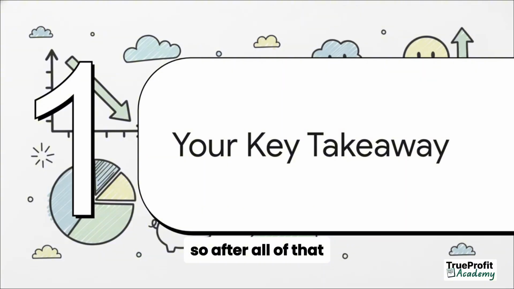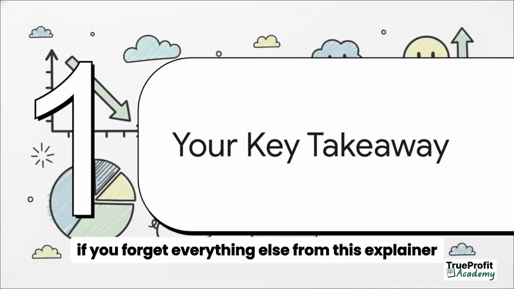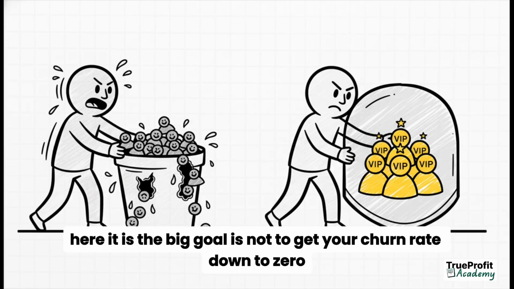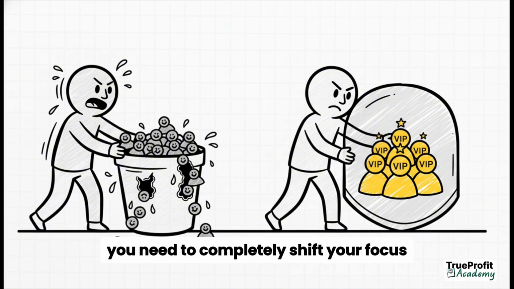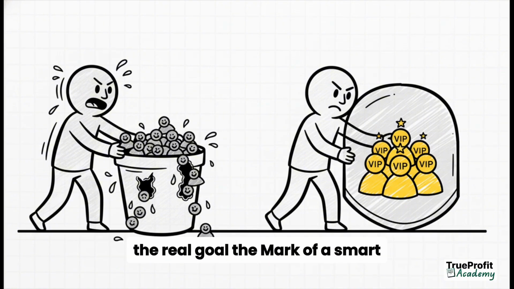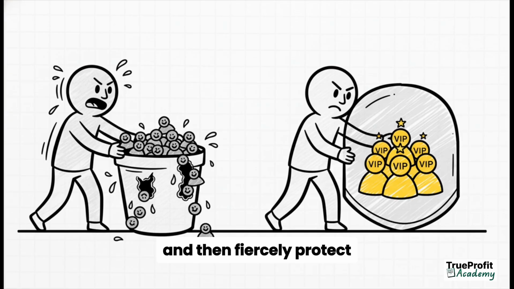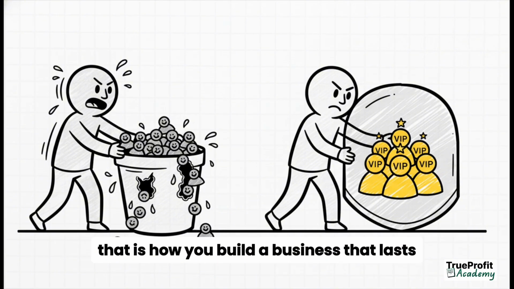So, after all of that, what's the one thing I really want you to walk away with? If you forget everything else from this explainer, please remember this one core idea. Here it is. The big goal is not to get your churn rate down to 0. That's a losing game. Instead, you need to completely shift your focus. The real goal, the mark of a smart, healthy business, is to specifically identify and then fiercely protect the relationships you have with your most profitable customers. That is how you build a business that lasts.